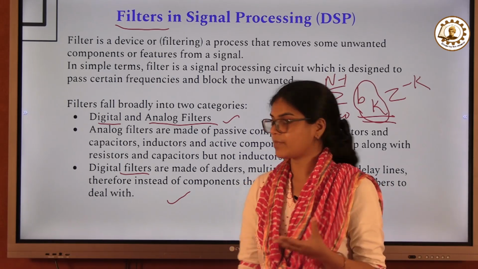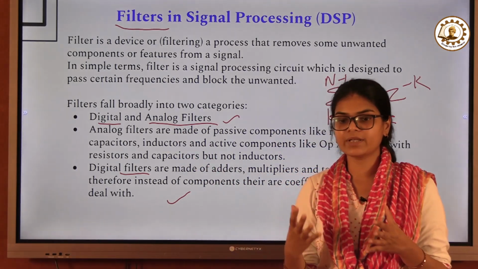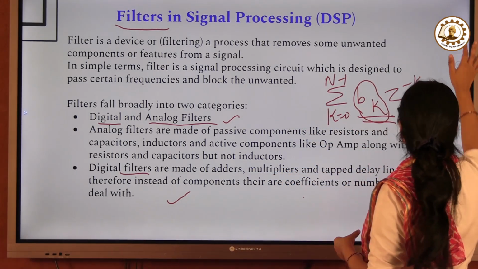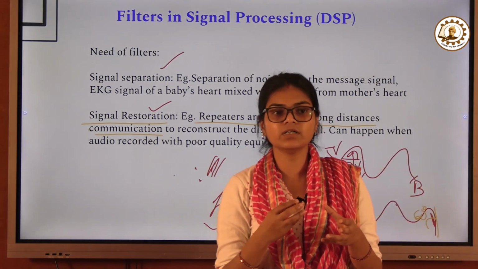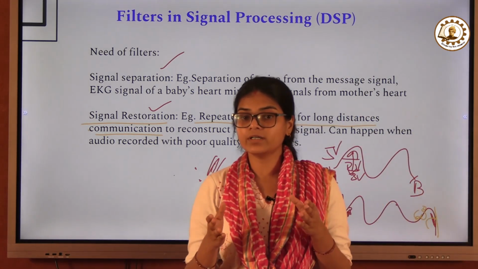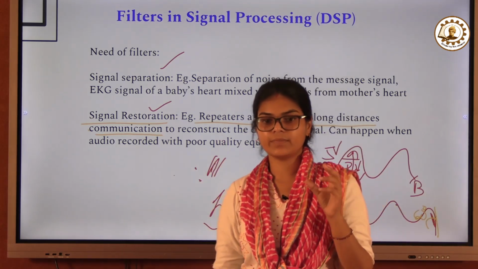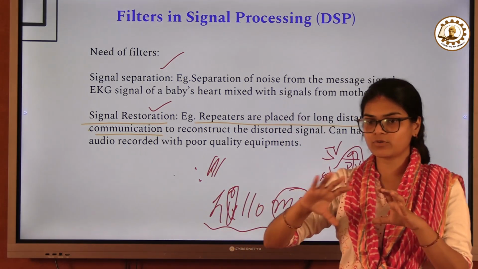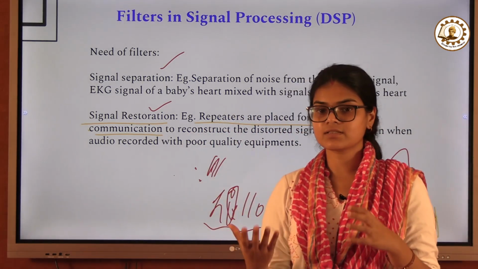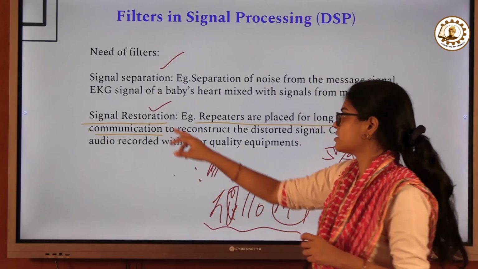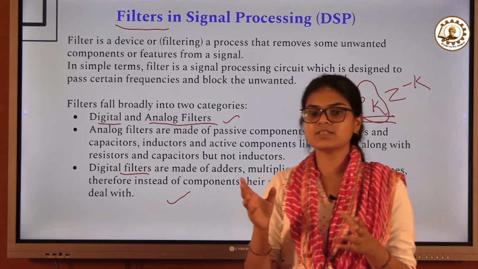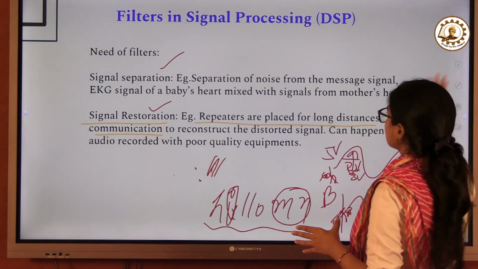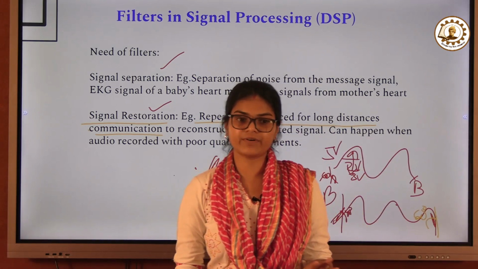Suppose there is a baby whose heartbeat the doctor wants to know. Now the baby is inside the mother. So the heartbeat signals of the mother are also going to come with the heartbeat signals of the baby. In order to remove the mother's heartbeat signal from the baby's heartbeat signal, we want some type of filter, so that we can say, I don't want to examine the mother's heartbeat signal, I just want the baby's heart signal. So I am going to use a filter to remove those signals. So this was about the need of filters. I hope everybody has understood it.